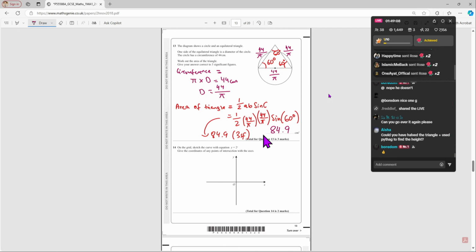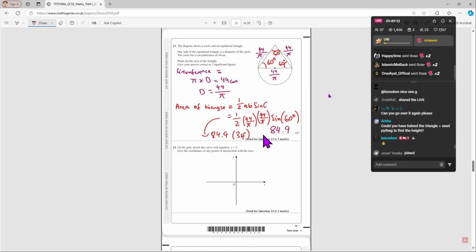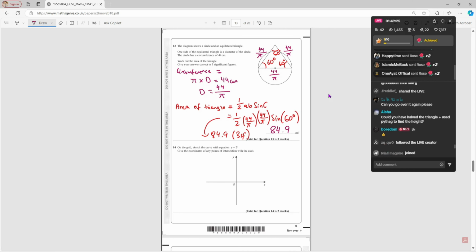Could you have half the triangle and use Pythagoras to find the height? Well, I wouldn't do it that way. I would stick to the area of the triangle formula because that is the easiest method. Otherwise you will waste lots of time. And I don't think you will get the mark if you use Pythagoras' theorem, because the mark scheme says you have to use the area of the triangle, half AB sine C, that formula. Okay?